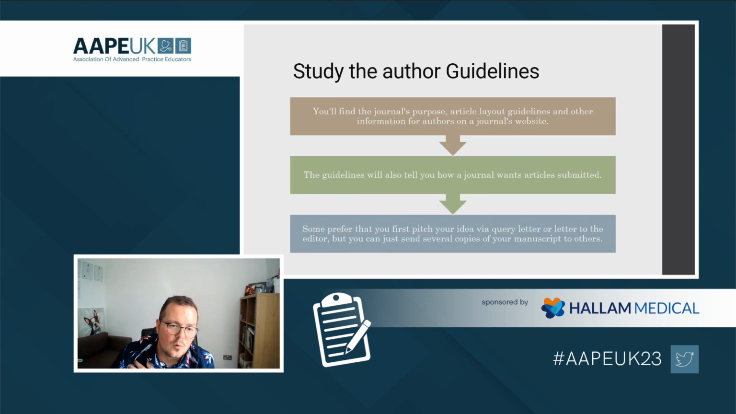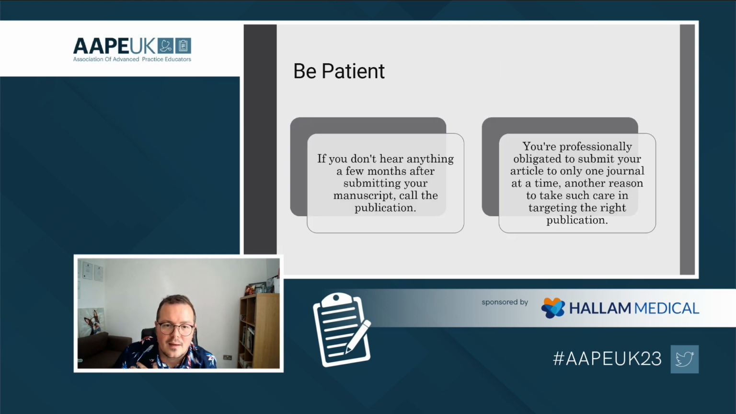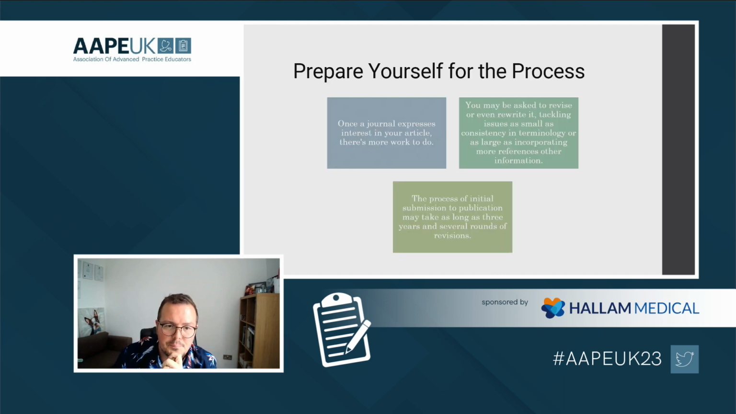All of the author guidelines are available for all journals, and they give you some top tips and hints, which I'll go through on the next slide. One of the messages I would say is be patient. If you don't hear anything for a few months after submitting, call the publication or email the editor, because they'll be able to give you some feedback. You are obligated to submit your work to one journal at a time rather than multiple journals for peer review. That's best practice as well.